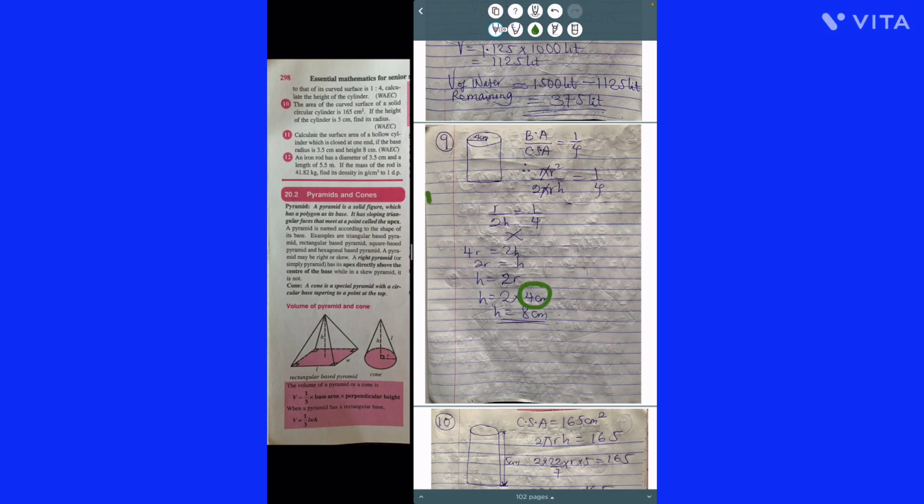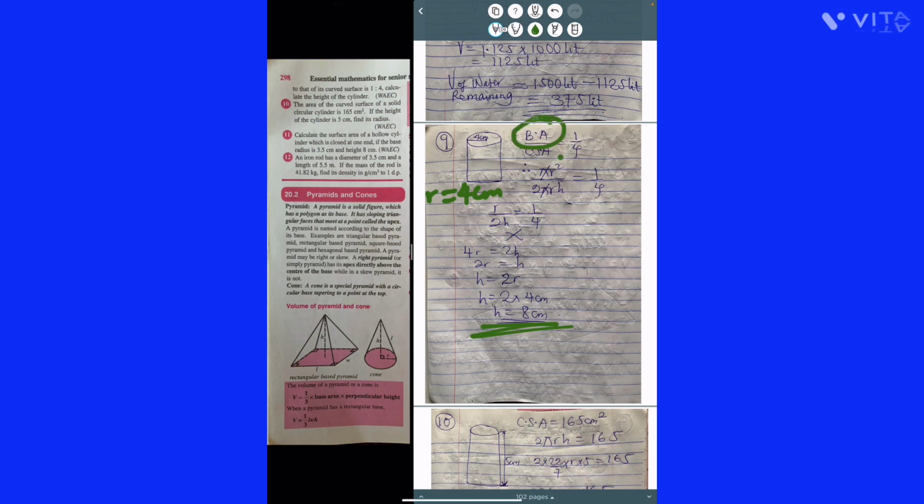In the question, we are told that the radius of its base is 4 centimeters. R is what? 4 centimeters. We've been given that here. So that means the height of the cylinder will be 2 times 4, which is what? 8 centimeters.